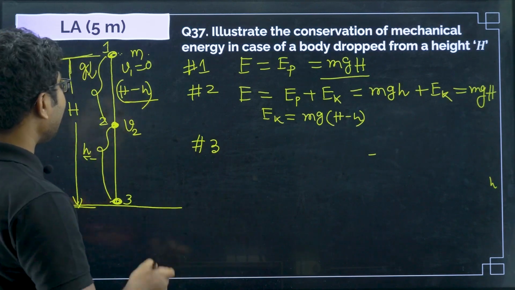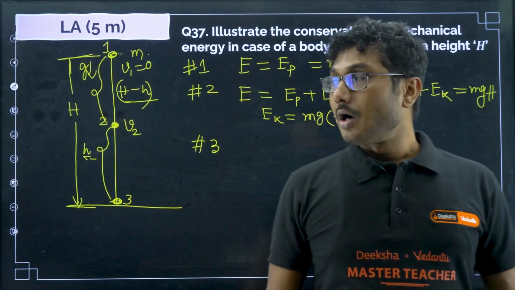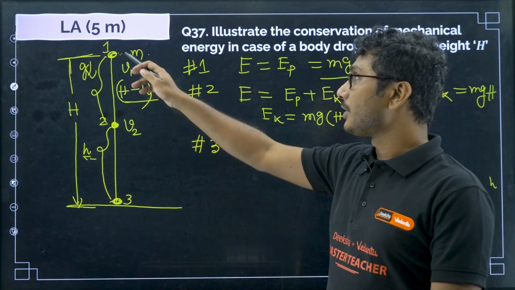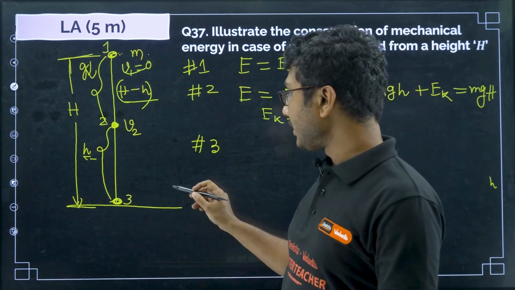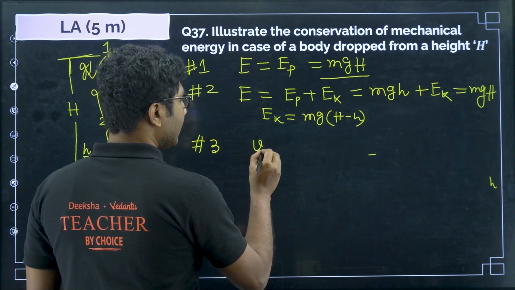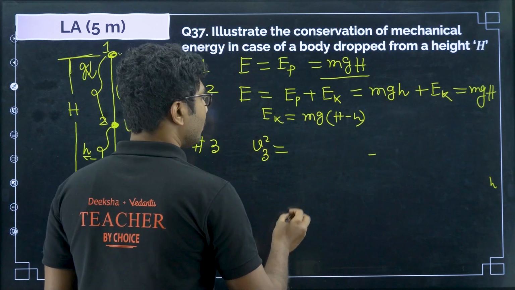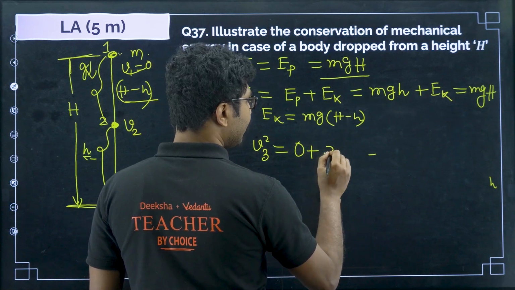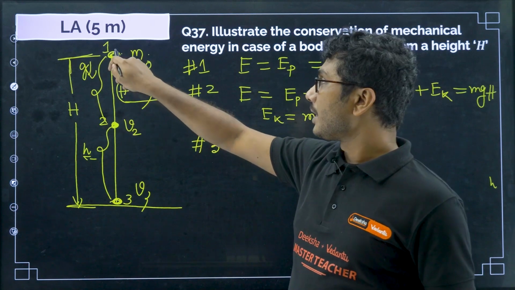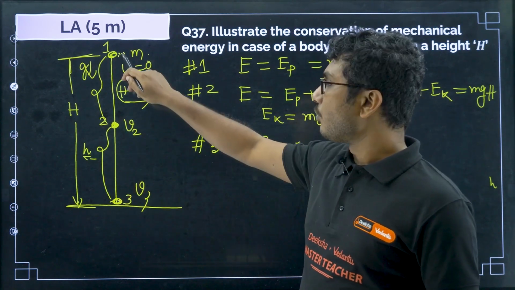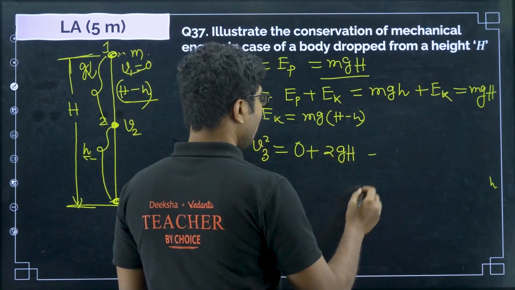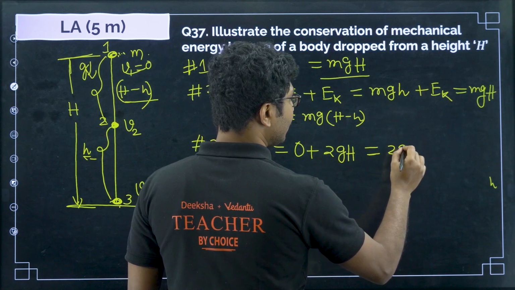In the third position, again we will start from the beginning. We will not take this intermediate point as our starting point, because that will make things complicated. Why? Because at the start the velocity is 0. We are trying to find the final velocity v3. Same equation: v3 square equals u square, which is 0, plus 2g, and in this case it starts from here and reaches the end. That means the displacement is capital H. So v3 square is basically 2gH.